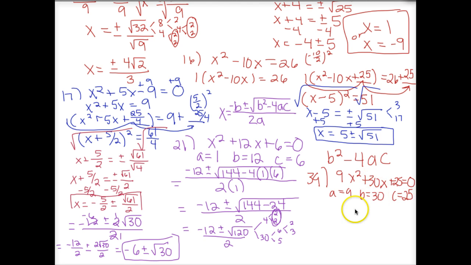So I'm going to do B squared, 30 squared, minus 4 times A, which is 9, times C, which is 25. So 30 squared is 900, minus 4 times A times C, which is 900, gives me 0.